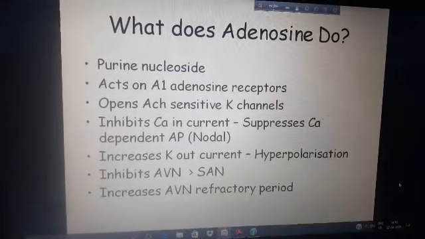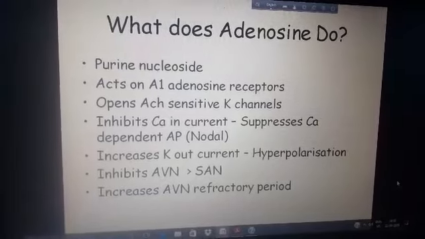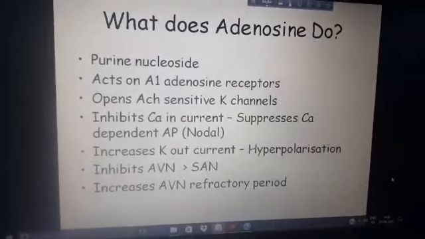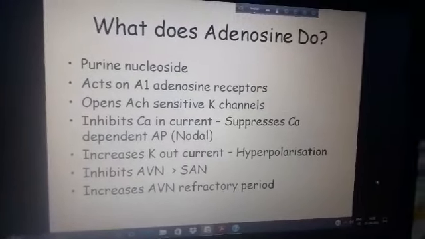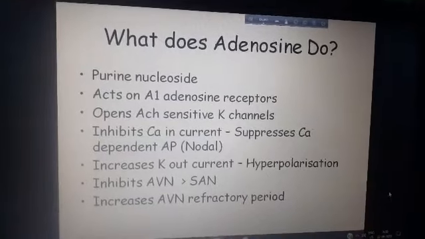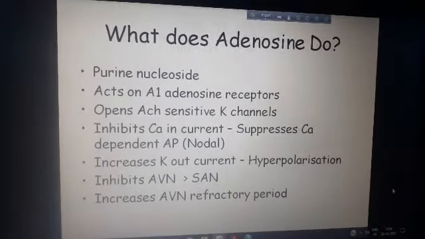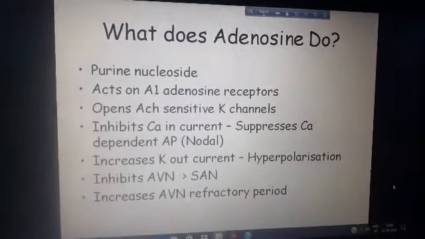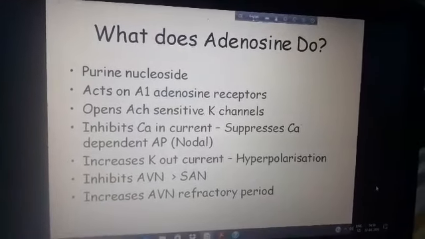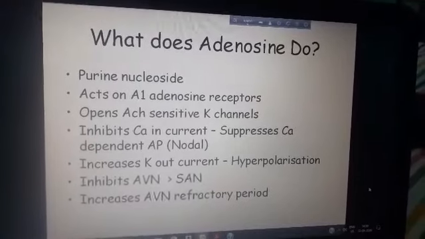So it opens the acetylcholine sensitive potassium channel, and inhibits the calcium current also. They suppress the calcium dependent action potential, and this is called hyperpolarization. That's why there is less chance of action potential development in the excitable tissue. It inhibits the AV node mainly, and as it increases the AV nodal refractoriness, it is used in the treatment of paroxysmal supraventricular tachycardia.